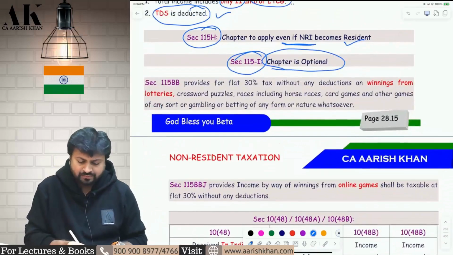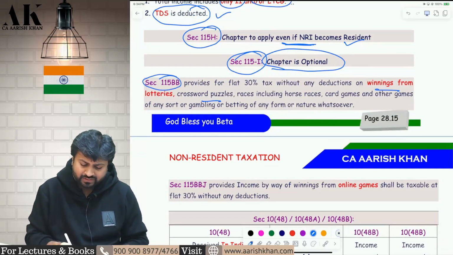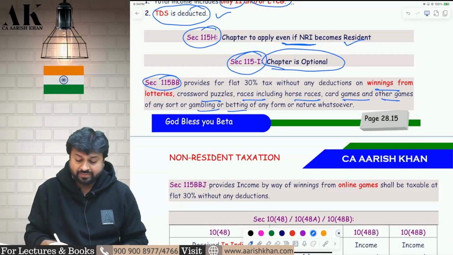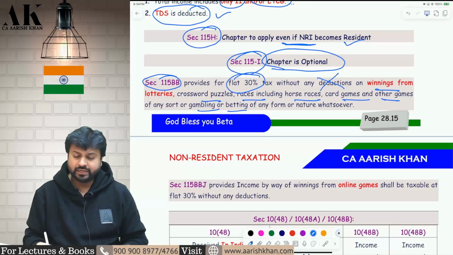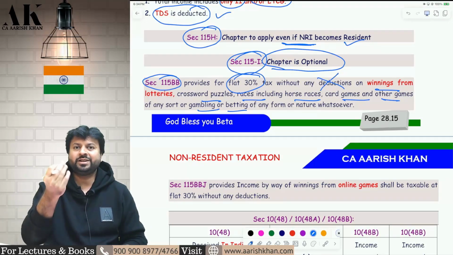Now coming to the next point, 115BB, lotteries are taxable. Winnings from lottery, crossword, puzzle, horse race, card games, any other game, gambling, betting, all of them will be taxable at 30% without any deduction. For resident also it is 30%. For non-resident also it is 30%. It is 30% for everybody.